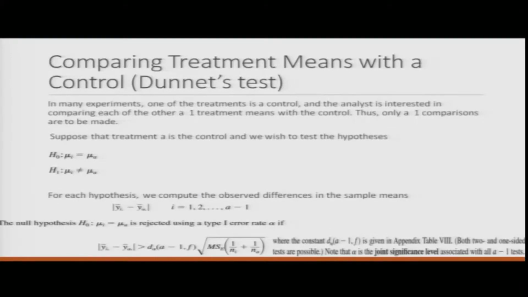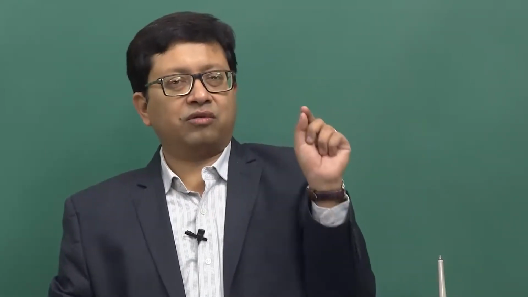So, here H naught is mu i equal to mu a, and the alternative hypothesis would be mu i not equal to mu a. For each hypothesis we compute the observed difference in the sample means. So, you have to find the averages. The average would be along the row, which means for sample 1, sample 2, sample 3, sample 4 and sample 5 for that etching example. So, you will need to find y bar i dot, and that difference has to be found with respect to y bar a dot, which is the fixed so-called average which you have.